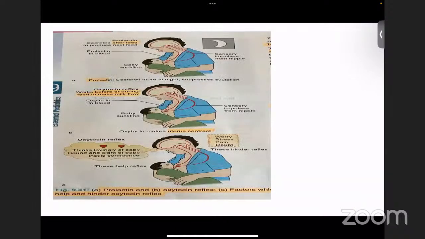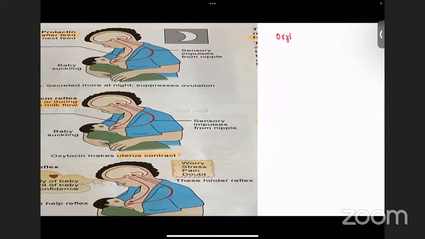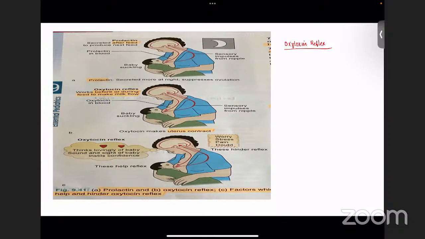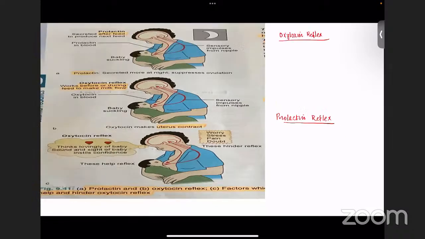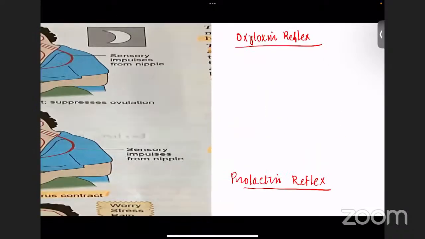So we have seen the sucking, rooting, and swallowing reflexes, which are the breastfeeding reflexes in the baby. What about the mother? We have two reflexes which you should know. One is the oxytocin reflex, and another is the prolactin reflex. So what happened to oxytocin? Oxytocin is produced from your posterior pituitary.